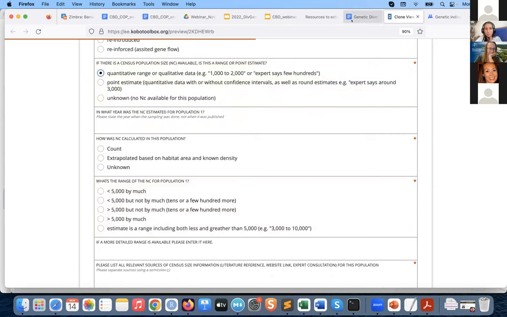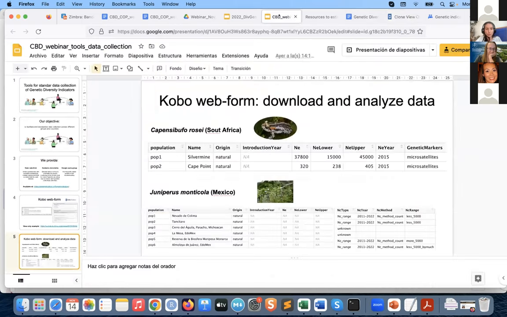So we hope that with this form, we are going to have an easier way to collect data across countries and to simplify the process of data analysis later on. That's everything on my side. Thank you very much.